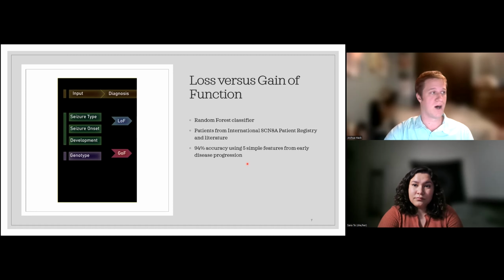Ultimately, this model performed extremely well with 94% accuracy using 5 simple features from early disease progression, which means that 94% of the time it was able to accurately predict a patient as having a loss of function or a gain of function variant, which is incredible performance for any machine learning model.